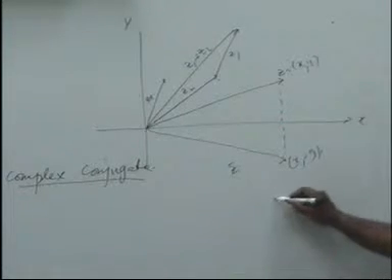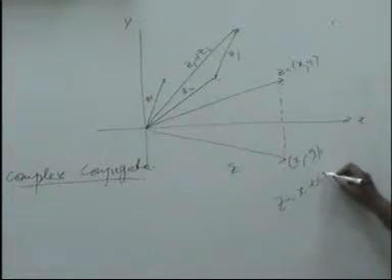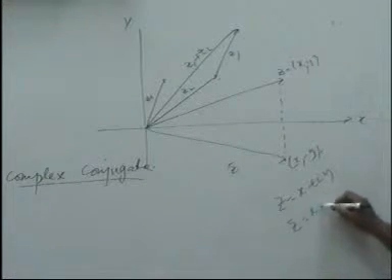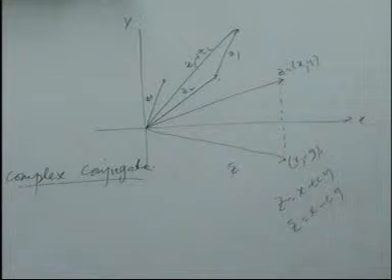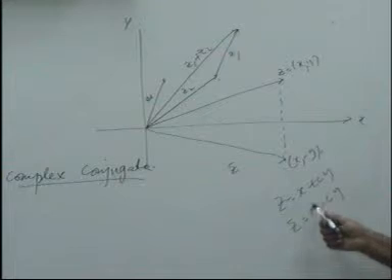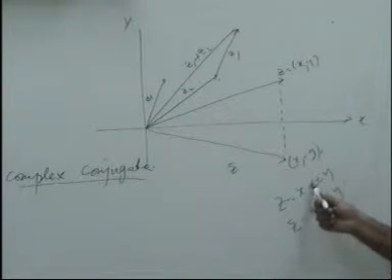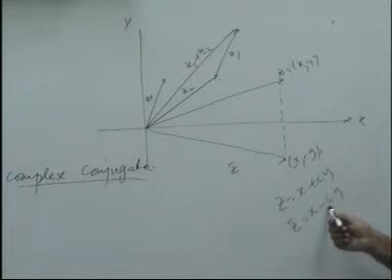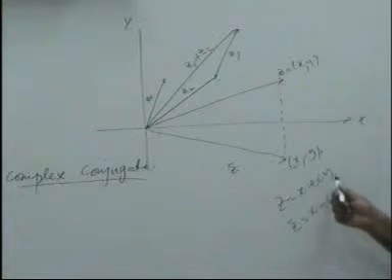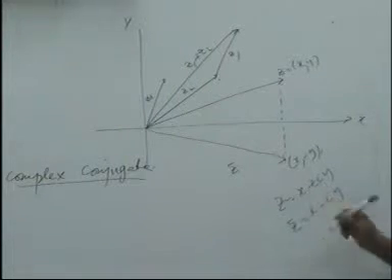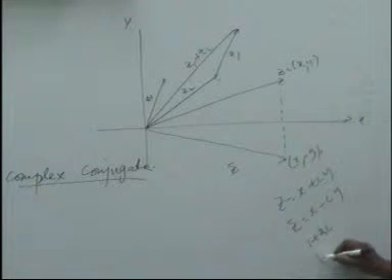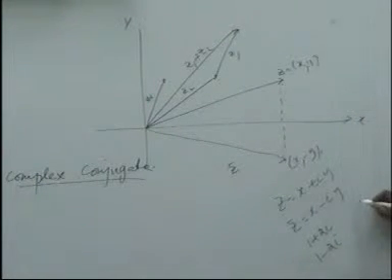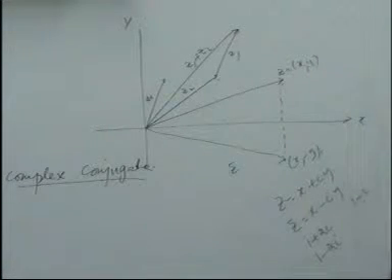So if z is equal to x plus iota y, then its conjugate is x minus iota y. This is the conjugate. So what we are doing here, to find the conjugate, just change the sign of the imaginary part. For example, if we have 1 plus 2 iota, then its conjugate is 1 minus 2 iota. And if we have 1 minus iota, then its conjugate is 1 plus iota.